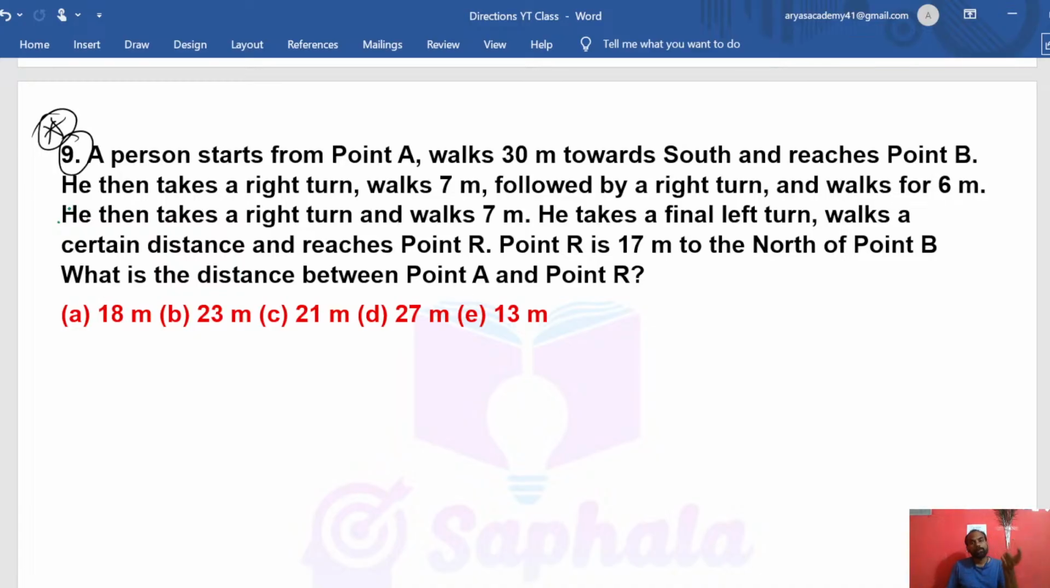Then they have given you the distance indirectly. Point R is 17 meters to the north of point B. Based on this information, you have to find out what is the exact distance between point A and point R.